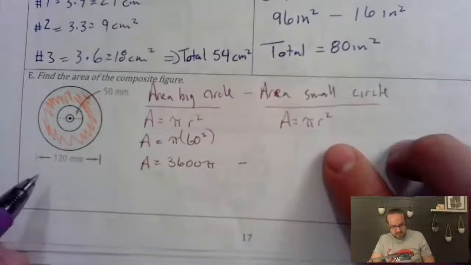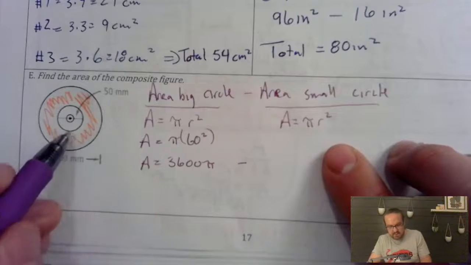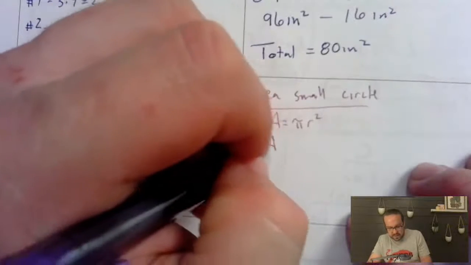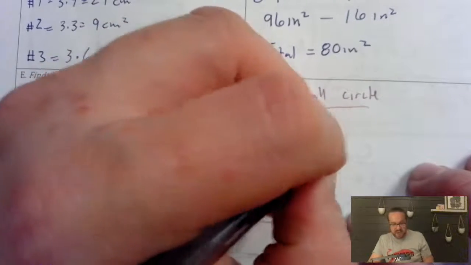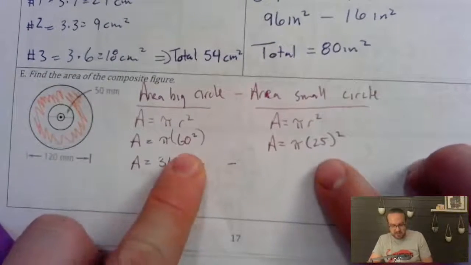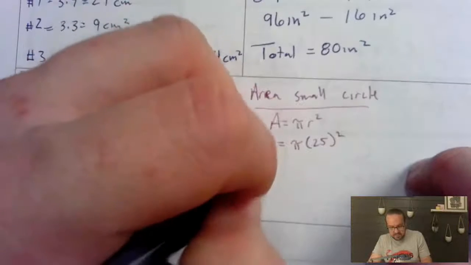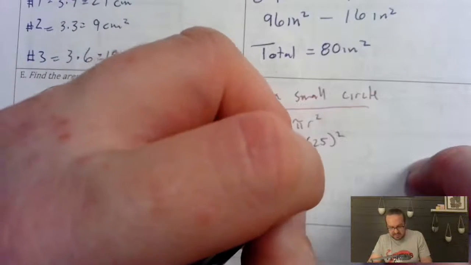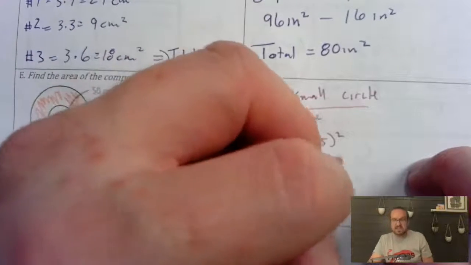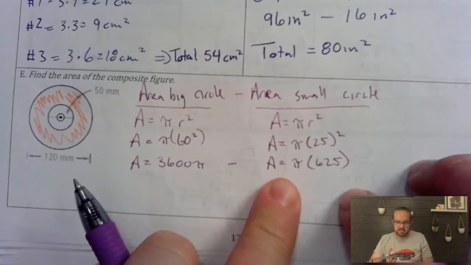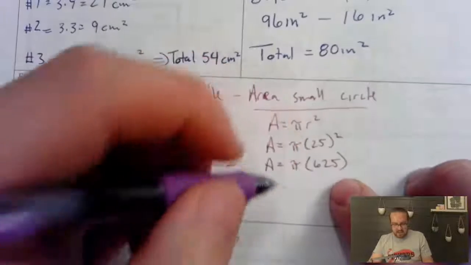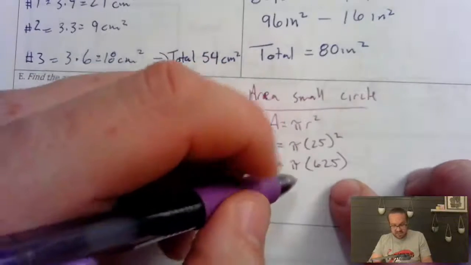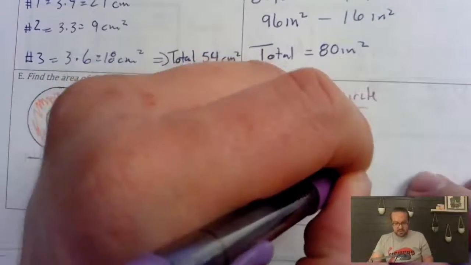For the smaller one, same thing. 50 is my diameter. So area equals pi times 25 squared. Again, we're just looking at half of the diameter. 25 times 25. That's 625. Just one of those multiplication facts that I memorized over the course of time. And so again, I guess I should have switched that. We'll just do this right here. Alright, so we're going to subtract these areas.